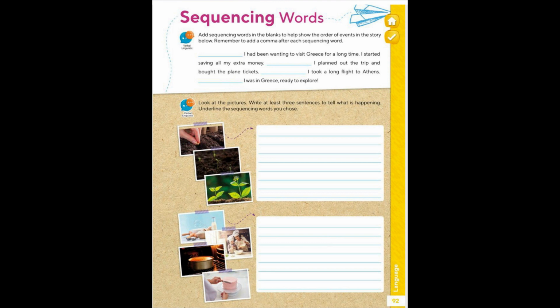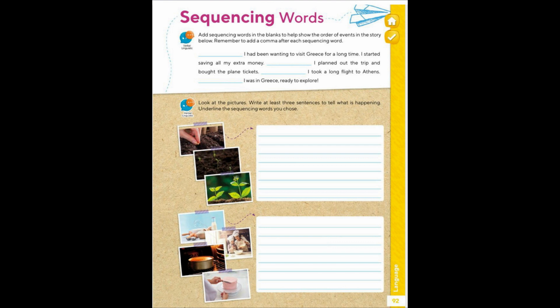Let's now go to page number 92. There we'll have more practice for this same topic, so go. 92, please. Well, we are on the next page. You should be looking at it. Now, read instructions for that activity. Add sequencing words in the blanks to help show the order of events in the story. Remember to add a comma after each sequencing word.